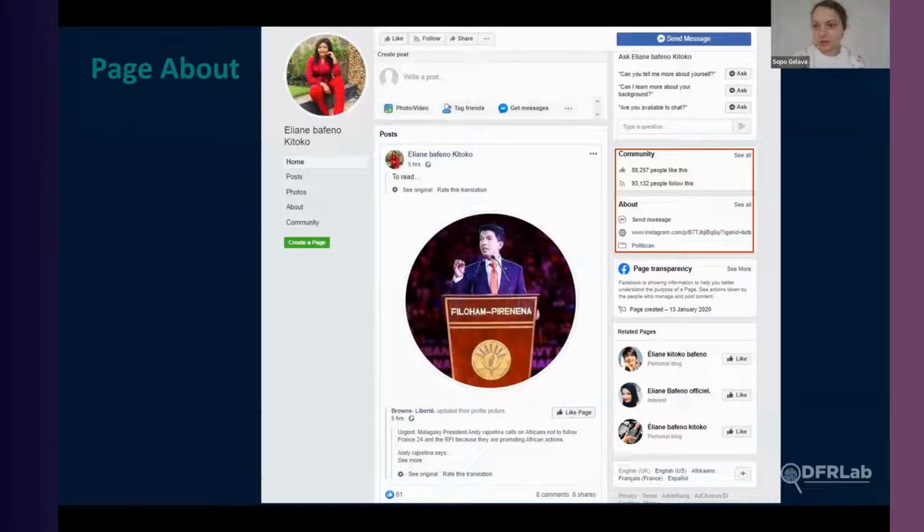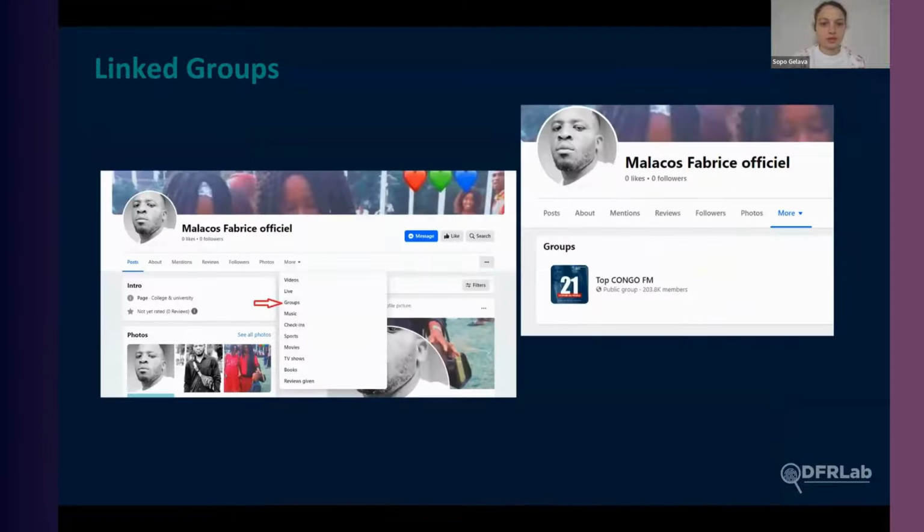And this is a good section to collect information from, the about section. And also there might be some other links for investigation. In the about section, for example, this page also had an Instagram profile linked, and then you can go to Instagram and research some other aspects of the investigation as well. So the about section is really very interesting.